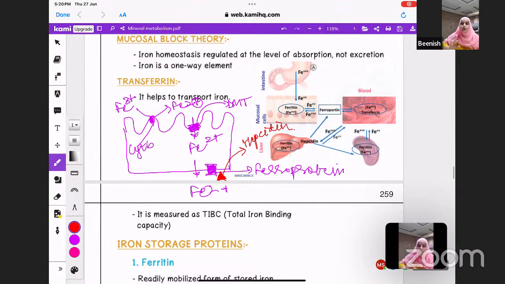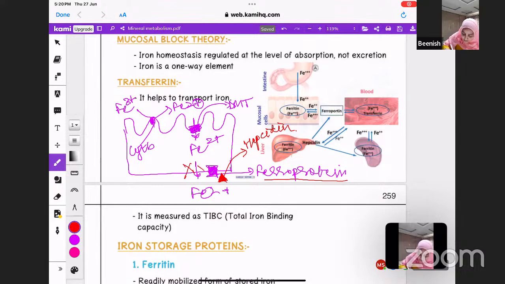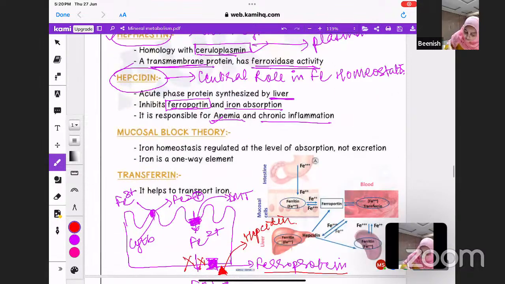So hepcidin is going to bind to ferroportin and cause the degradation of this ferroportin. As a result, this will not work. So your Fe2+ is not coming out of the enterocyte, that is, it is not being absorbed. So there is decreased absorption of iron, and this is known as mucosal block. So decreased iron absorption in the intestine is your mucosal block.